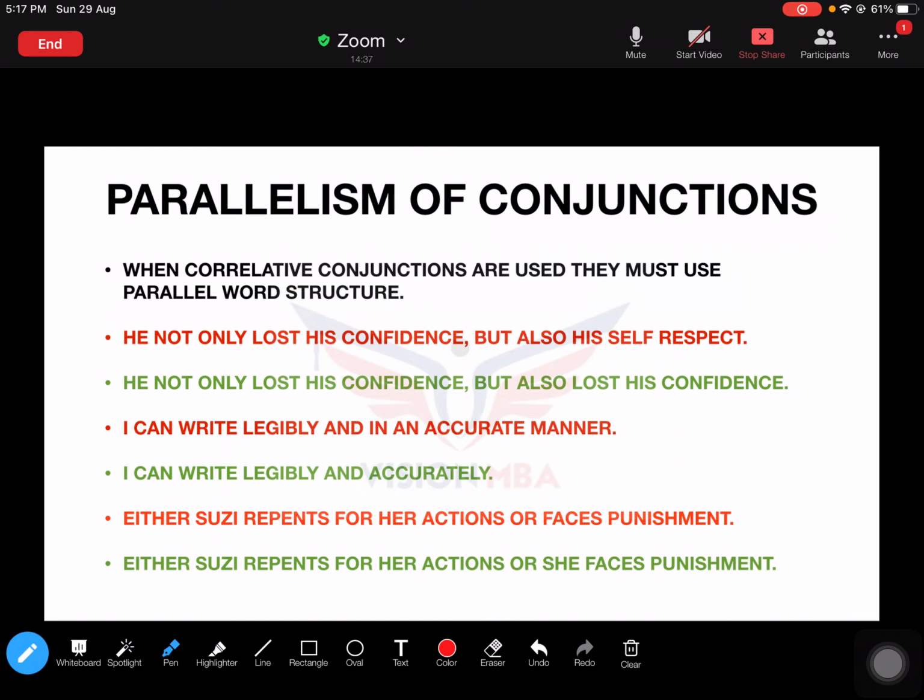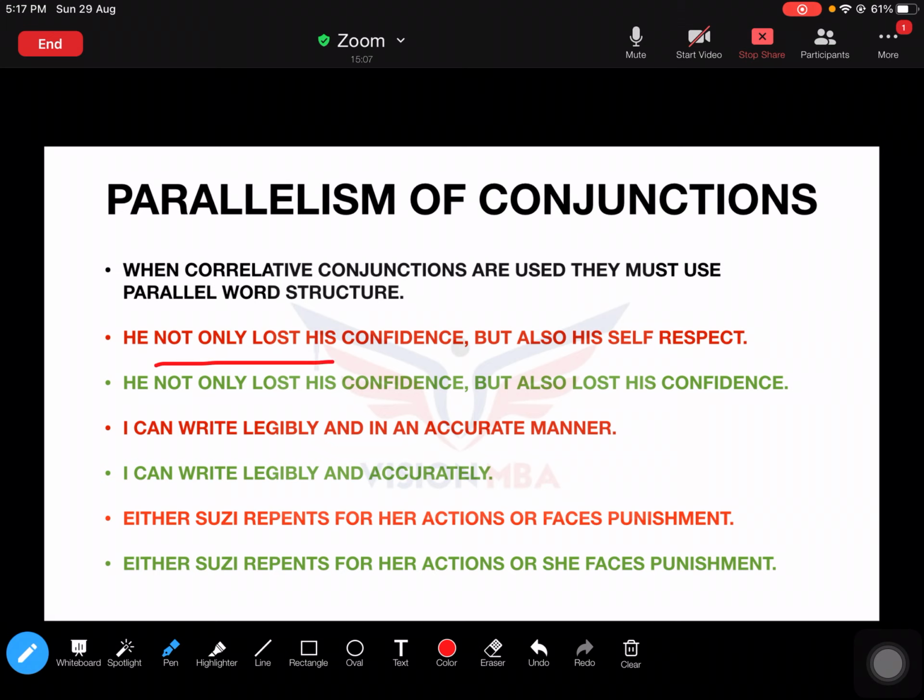Correlative conjunctions are also known as tag team conjunctions. That means they work in a team. They work together. For example, not only but also, either or, neither nor. So when you use two words to join sentences and those two words are necessary to complete the expression, that is known as correlative conjunction.